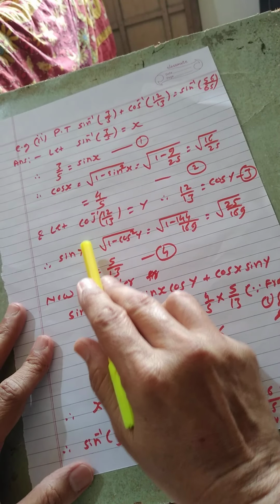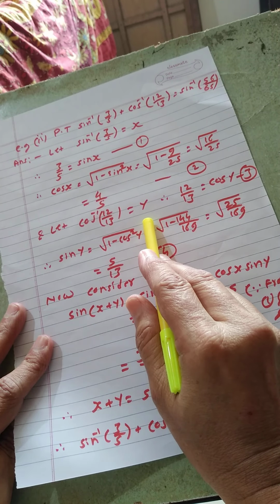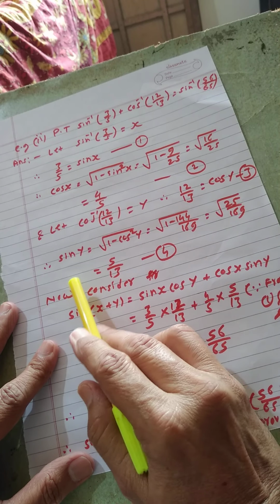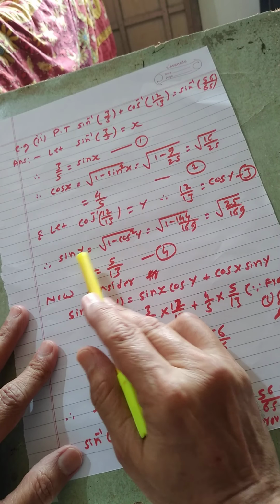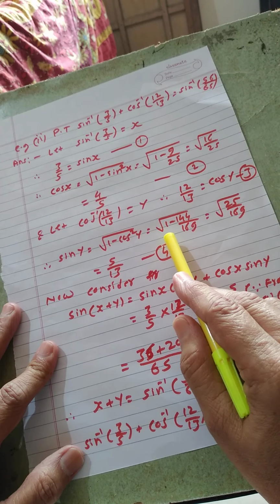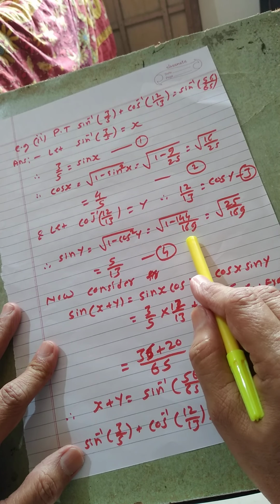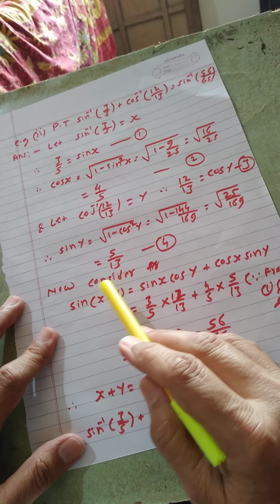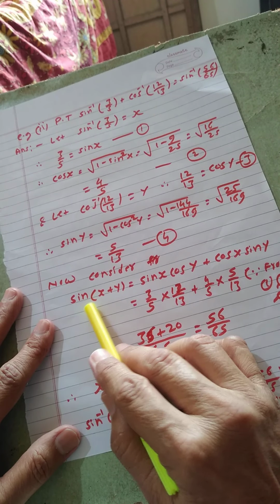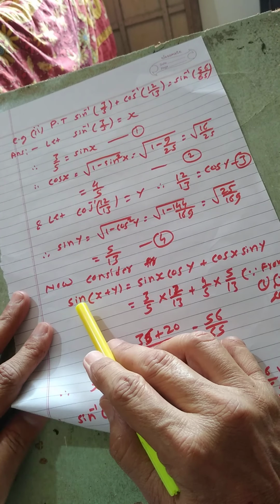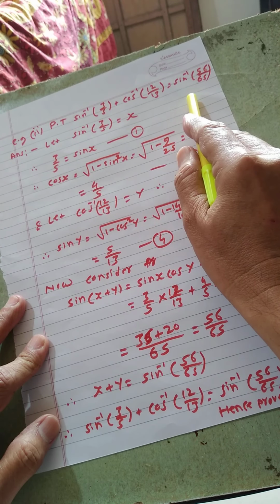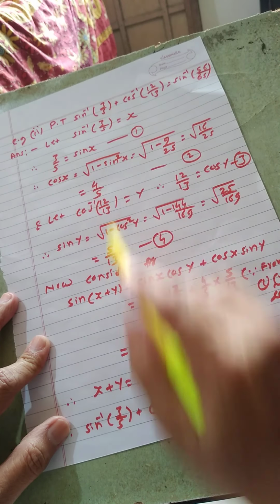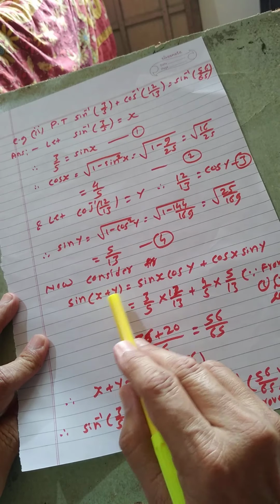Number 2. Let cos inverse of 12 by 13 be equal to y. Therefore 12 by 13 is equal to cos y, number 3. And from cos y we can find sin y, root of 1 minus cos square y, root of 1 minus 144 upon 169, root of 25 by 169, which is equal to 5 by 13. Now consider sin of x plus y. Why do we have to consider sin? Because on the right hand side we want sin inverse. Why are we taking the plus sign? Because the plus sign is there in the LHS. Therefore we have to consider sin of x plus y.